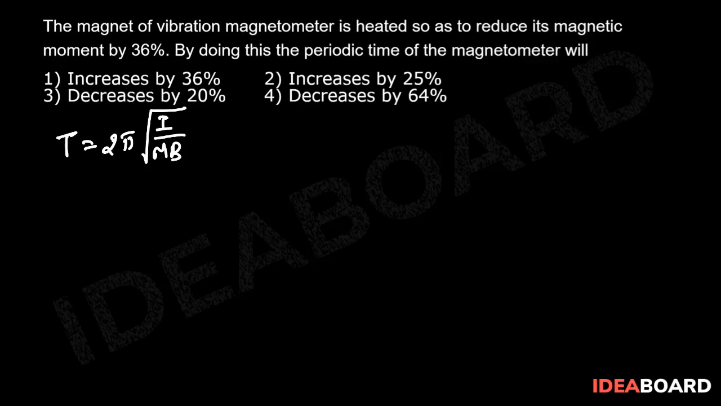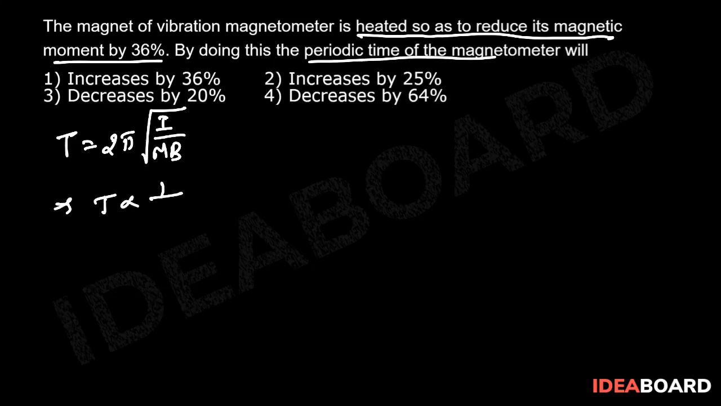Now here the magnet is heated so as to reduce its magnetic moment by 36%. So what happened to the periodic time? From this formula we can write that the time period of oscillation is inversely proportional to the square root of the magnetic moment. So as the magnetic moment is reduced, the periodic time or time period will increase.